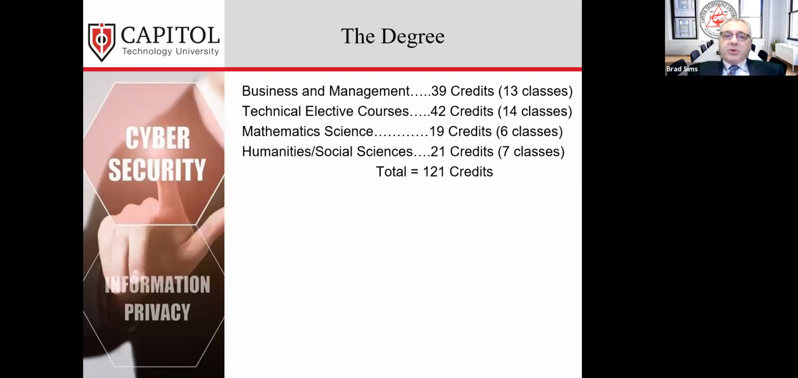This degree has these 4 areas: business and management, technical elective courses, mathematics, science, and humanities, social science. So that's a bachelor's degree of 121 credits, which is pretty common for most bachelor's degrees, around 120 credits. And you can see that big block of technical elective courses, 42 credits. That's where a lot of your transfer credit's going to go. And then, of course, if you had some community college or university credit, you're probably filling in some of the math, science, or humanities, social science courses as well.